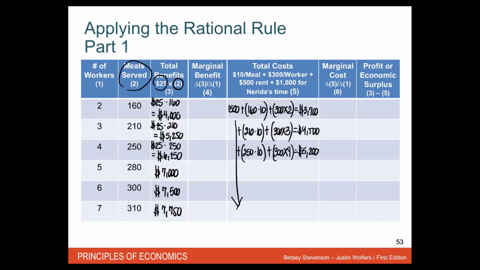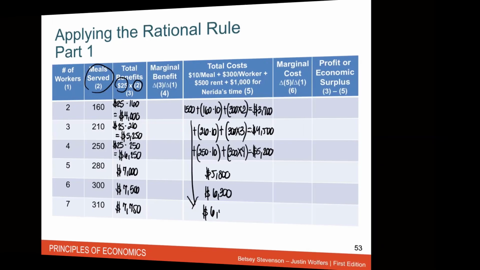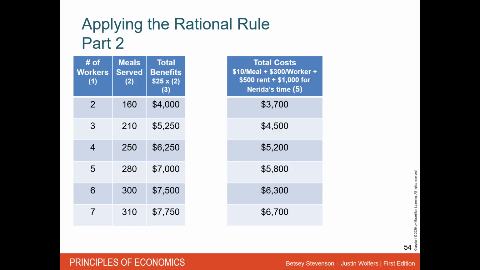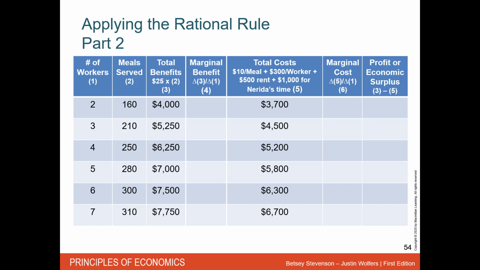If we do this for the 5th worker, the total cost is 5,800. And then for the 6th worker, total cost is 6,300. And for the final worker, 7th worker, the total cost is 6,700. As you can see, total benefits and total cost varies with the number of workers and meals served. Now, we have enough information to fill out the columns for marginal benefit and marginal cost, and even the profit column. We can find marginal benefit and marginal cost because we know that these two are just the incremental change in total benefits and total cost.